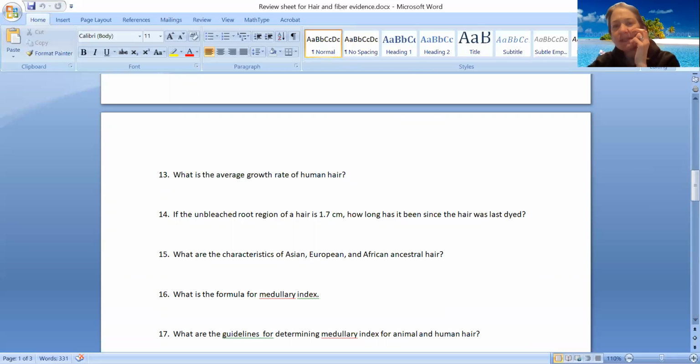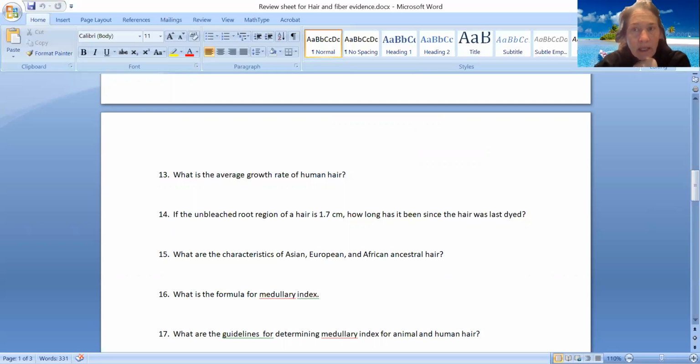It grows 1.3 centimeters per month. Okay, next question. If the unbleached region of hair is 1.7 centimeters, how long has it been since it was last dyed? And we go back to our formula here. So you would take 1.7 divided by 1.3, and that comes out to about 1.3, which is about 7 weeks. So you got about 7 weeks, or 1 month, 0.3.